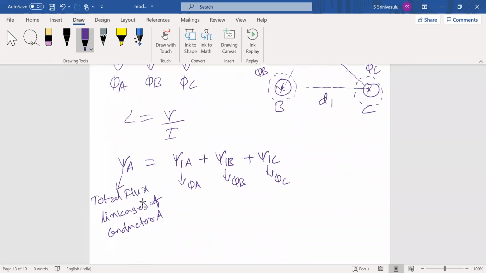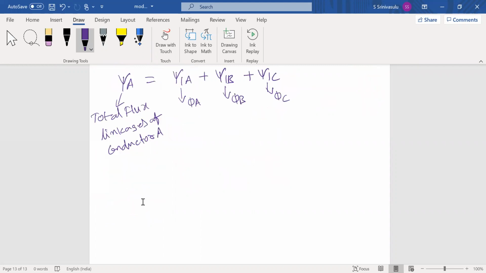So that we have done: psi A could be written as psi 1A plus psi 1B plus psi 1C. Psi A is the total flux linkage of conductor A. Psi 1A means the total flux linkage of conductor A due to its own flux, phi A. Another is the total flux linkage of conductor A due to phi B flux, that is psi 1B. And psi 1C is the total flux linkage of conductor A due to phi C flux.